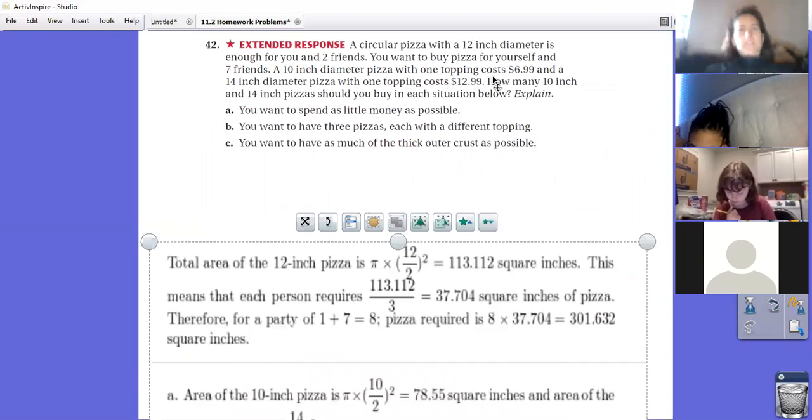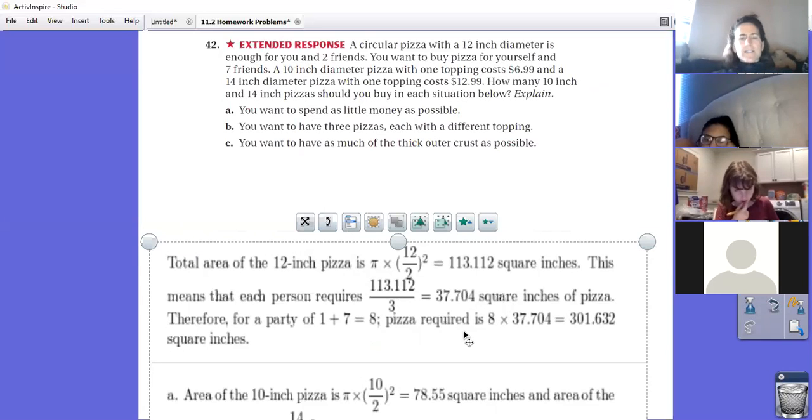So this is about a circular pizza, about how you want to share some pizza with your friends. The information is that a 12-inch diameter pizza is enough for you and 2 friends, for 3 people. And then you want to buy pizza for yourself and your 7 friends, so for 8 people. You're trying to figure out the best way possible with these different scenarios. Then you're given a 10-inch diameter pizza and how much it costs, and then a 14-inch diameter pizza and how much it costs. The first thing you want to do, if you look at this part right here, is that the 12-inch diameter pizza is enough for 3 people.